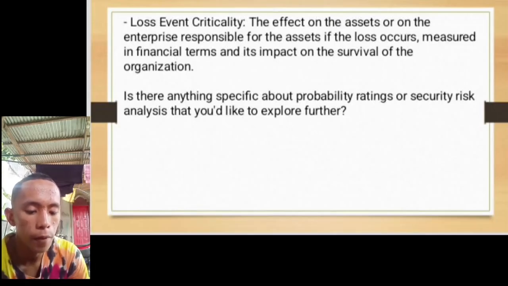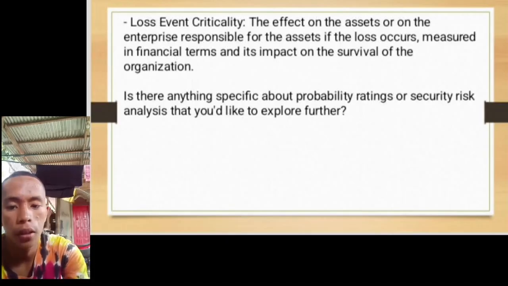Is there anything specific about probability ratings or security risk analysis that you'd be like explore further?